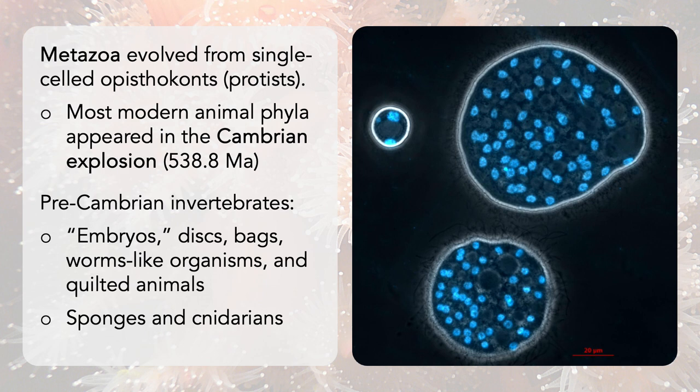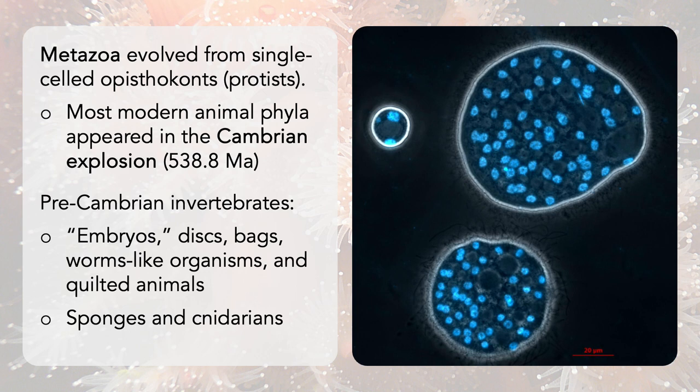And then these quilted animals, which had strange body patterns that were based on fractal geometry, so kind of like a kaleidoscope almost. Now, there were some familiar groups too, like sponges and cnidarians, possibly even some early mollusks, which does suggest that there may have been quite a few different animals around, that there was a broad amount of diversity in this Ediacaran period, this pre-Cambrian time.